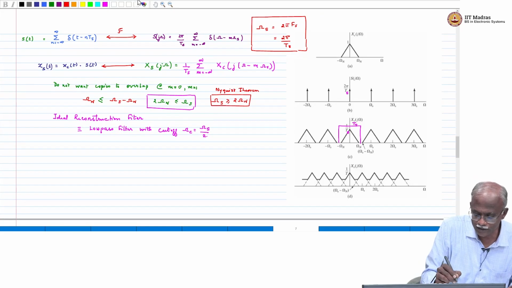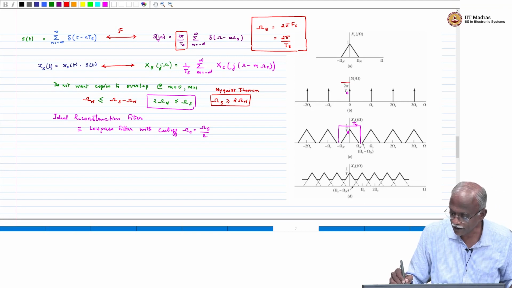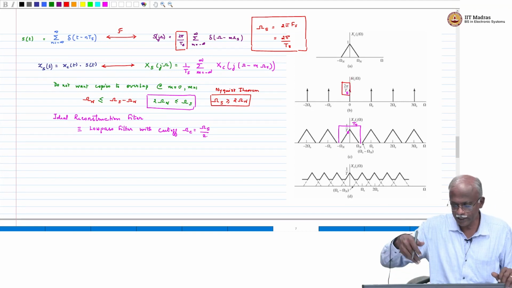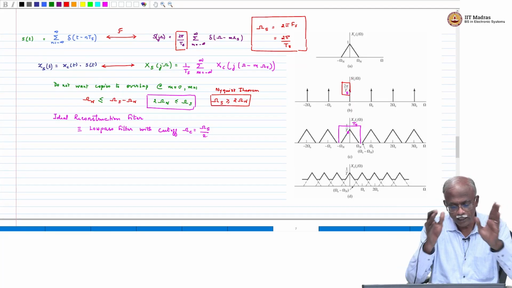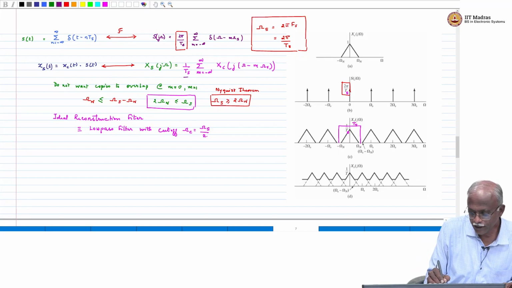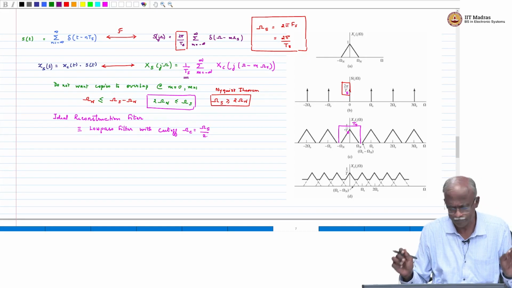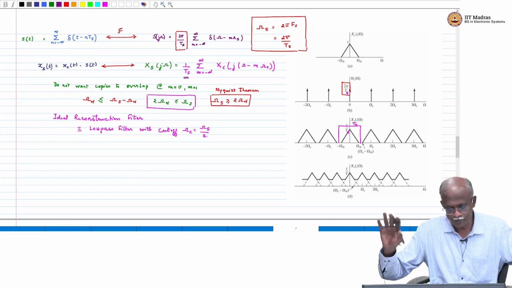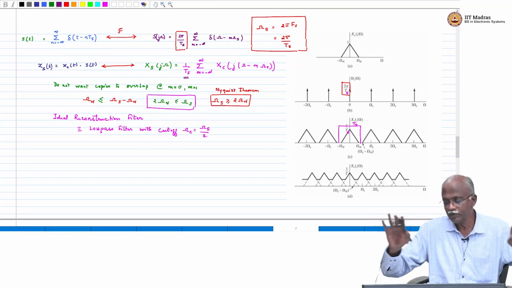Notice that there is a scale factor 2 pi by Ts. All of these Dirac deltas are occurring at 2 pi by Ts. Now when you convolve, the resultant scale factor becomes 1 over Ts. So this is the new scale factor, and that is what you see as the new scale factor of 1 over Ts. Now if we assume that we have satisfied the Nyquist criterion, these copies are not overlapping.